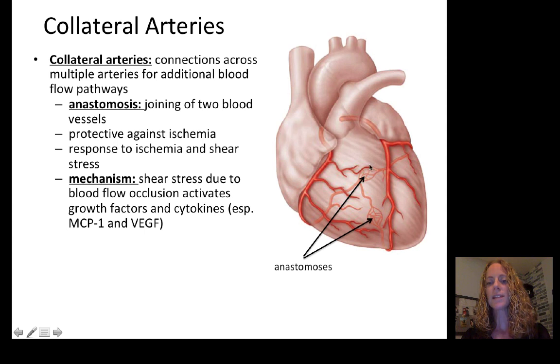When you have arteries joining together, these are called anastomoses, and that is the joining of two blood vessels. You can have anastomoses of veins as well. Here we're talking about the arteries. Particularly in a heart that has had a history of ischemia and shear stress, there will be collateral vessels that develop over time. They are protective then against further ischemia. The mechanism is that the shear stress due to blood flow occlusion activates growth factors and cytokines to help develop these vessels.